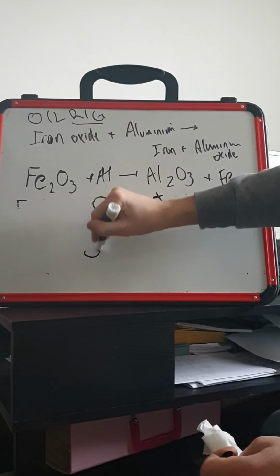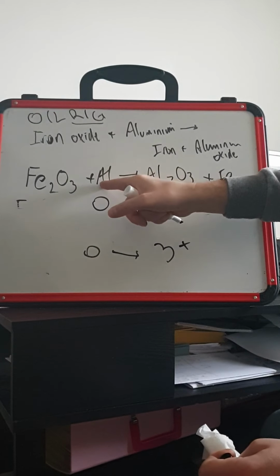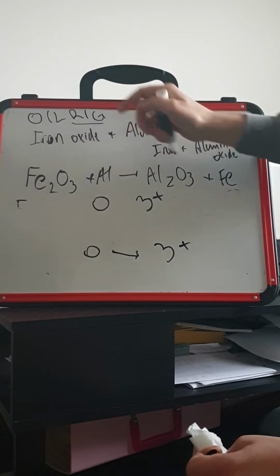So in other words, how do you go from 0 to 3+? Well, it would have had to lose 3 negatives. In other words, it's lost 3 electrons. So aluminium has lost electrons, and oxidation is loss. So this has been oxidized, this has been reduced, and that is using the OIL RIG method.